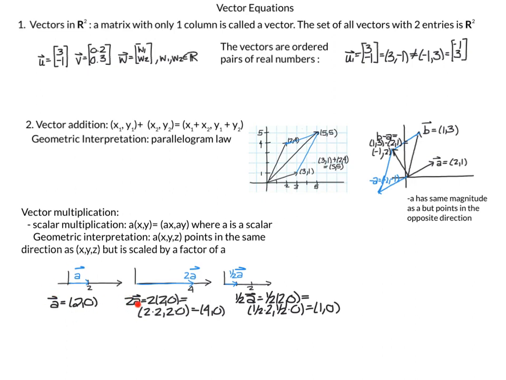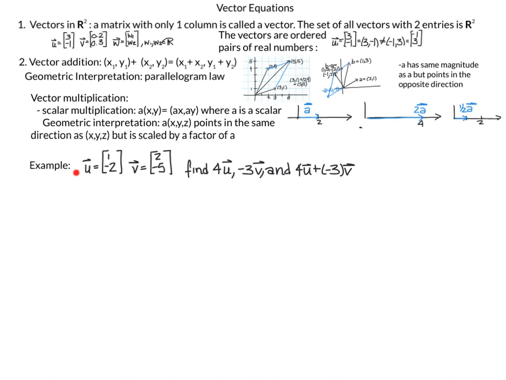If we multiply now by 2, that's 2 times a, which is 2 times 2 and 2 times 0, which is 4, 0. So we have this vector here, 4, 0, which is in the same direction as a, in the positive x direction, but twice as long. Whereas if we have 1/2 a, that's 1/2 times 2 and 1/2 times 0, which is equal to 1, 0. Again, we're in the positive x direction, but we're half the length of our original vector a.